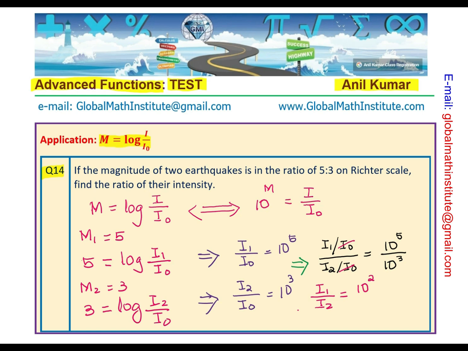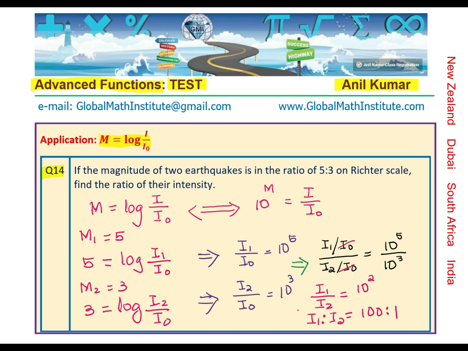100 is to 1. So we can write down the answer as I1 is to I2 equals 100 is to 1. So that becomes the scale for intensity, right? So 5 is to 3. So you see the power of 10 is a logarithmic scale. So the difference of 2 is 10 to the power of 2, which is 100 times more intense, as you can see very clearly. So I hope this concept is also clear, and how we use this formula in the right way is also very clear.